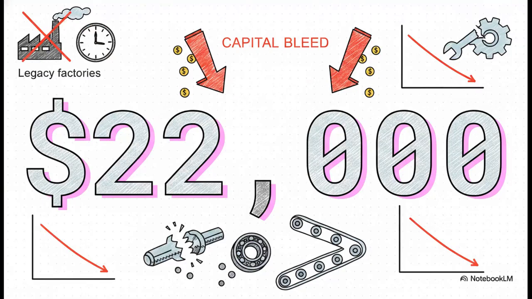So before we even touch the technical stack, we have to establish the baseline stakes here: $22,000. That is literally the capital bleed per minute for unplanned downtime in heavy industrial and automotive plants. It's massive. And when you factor in that legacy factories face an average of 800 hours of unplanned downtime every single year, just do the math. When a production line unexpectedly goes down, say a spindle seizes or a bearing completely shatters, it isn't just a headache for operations. It is an immediate, absolutely devastating hit to the balance sheet.